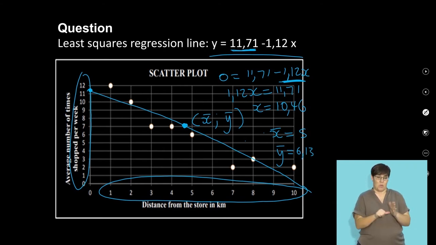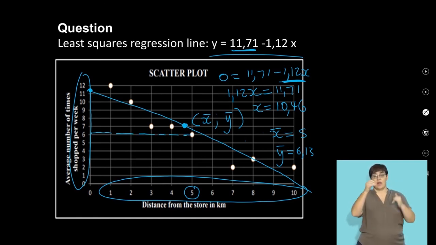6.13. So it's very important that your least square line passes through the mean. The mean, actually, the x value is 5, which is there. The mean for y is 6.12, somewhere there. Are we together? 6 somewhere there.